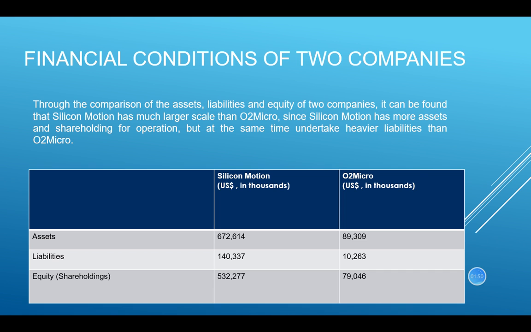Then I will mention the financial conditions of the two companies. From the table, we can see that the assets of Silicon Motion are more than 670,000 and O2 Micro's are only 90,000. The same goes for liabilities and equity. It can be found that Silicon Motion has a much larger scale than O2 Micro, since Silicon Motion has more assets and shareholding for operation, but at the same time undertakes heavier liabilities than O2 Micro.